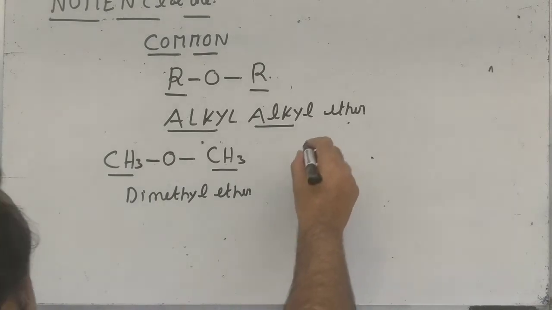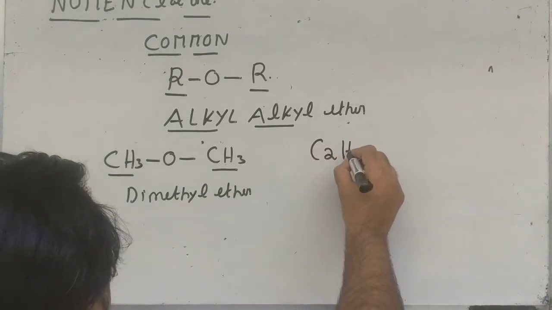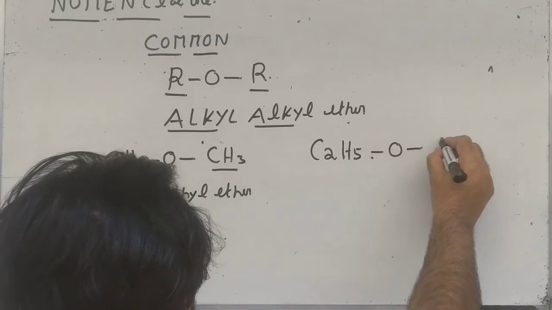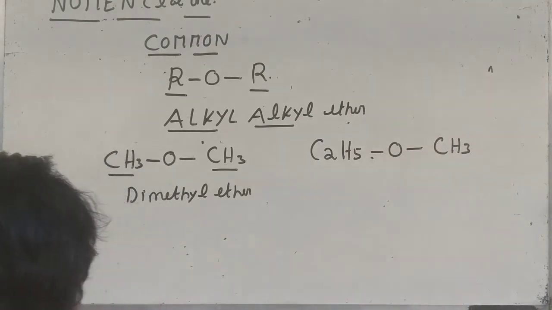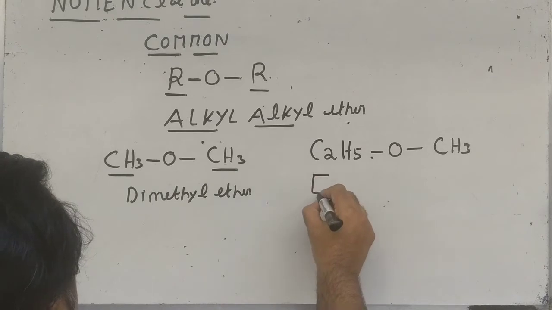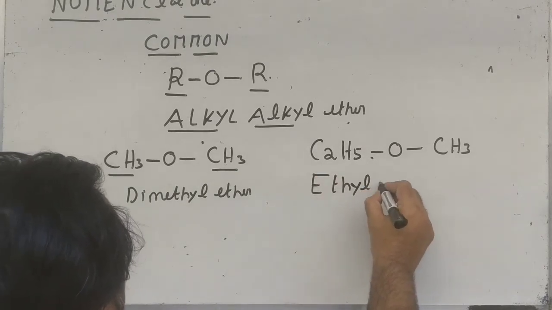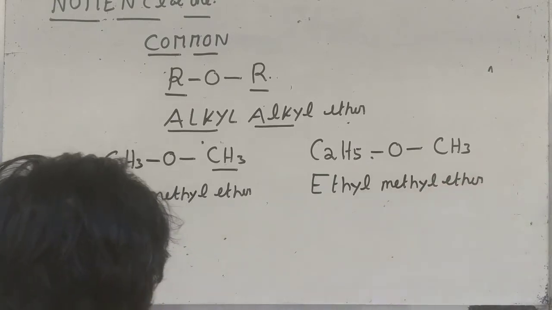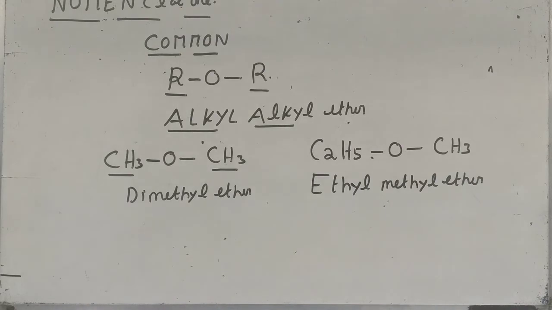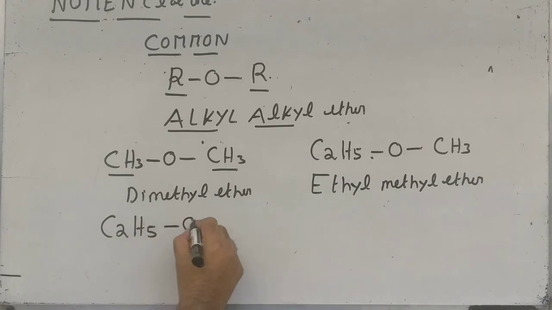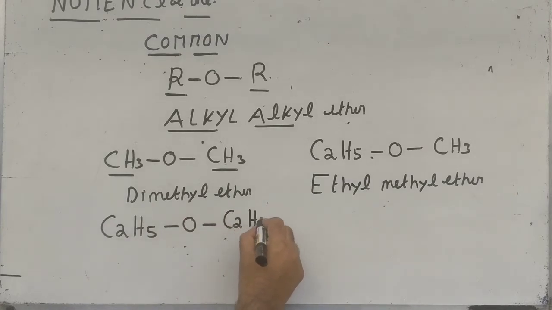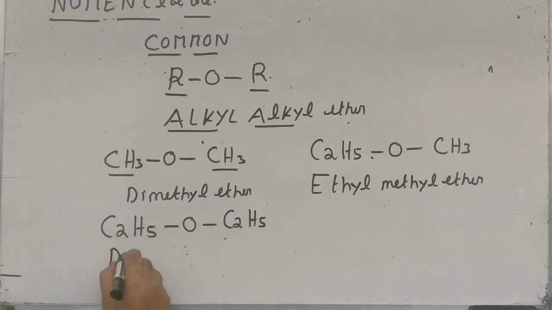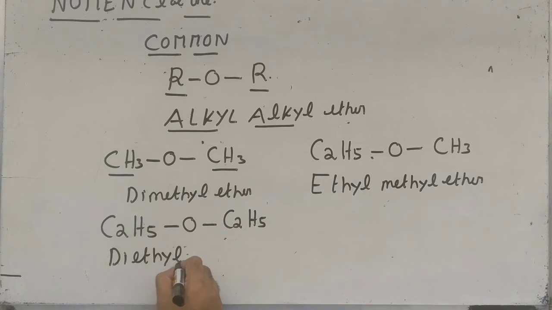Let us see the second example. Second example is C2H5, ethyl group, and CH3, which is a methyl group. So what will be its common name? It will be called ethyl methyl ether. Let's see the next member, a symmetrical ether, C2H5 O C2H5. What will be the common name of this ether? Ethyl ethyl ether, or we can call it diethyl ether.